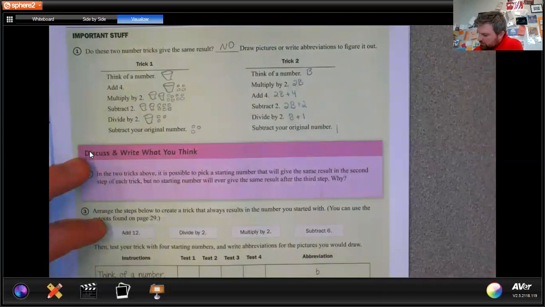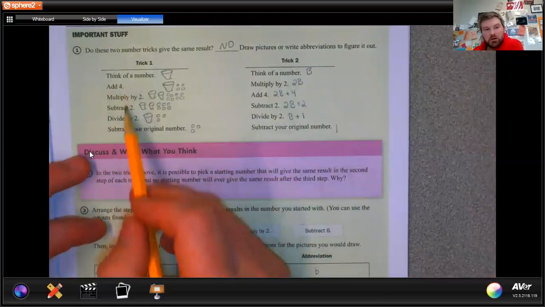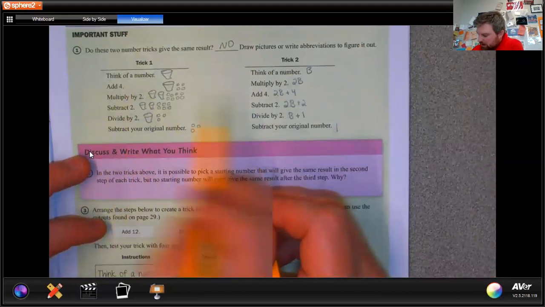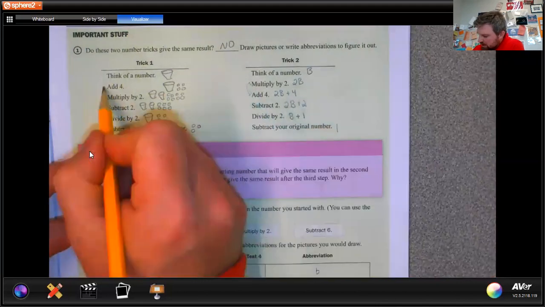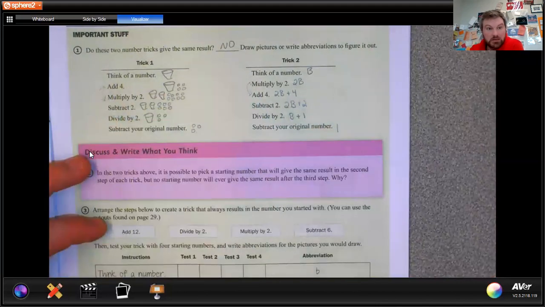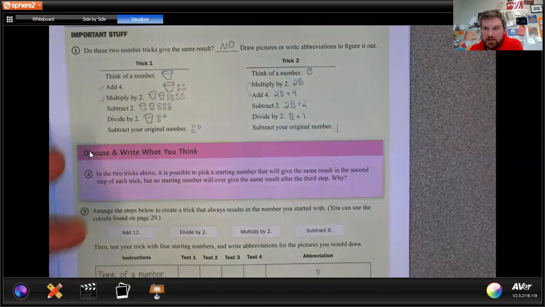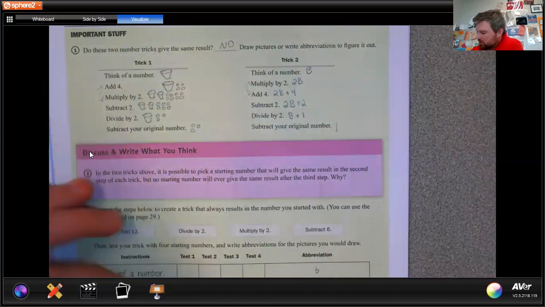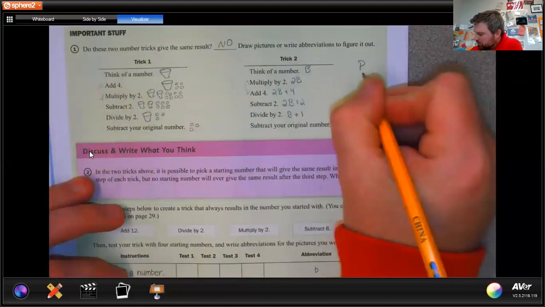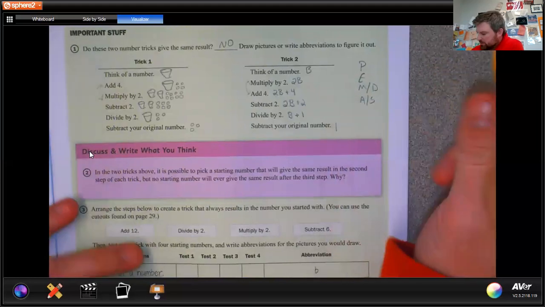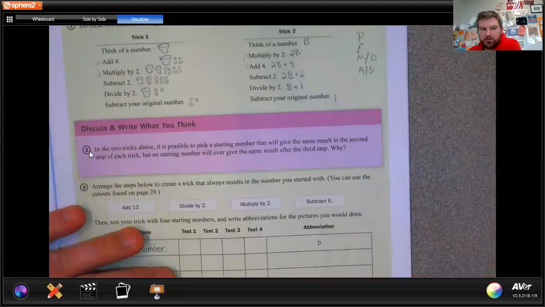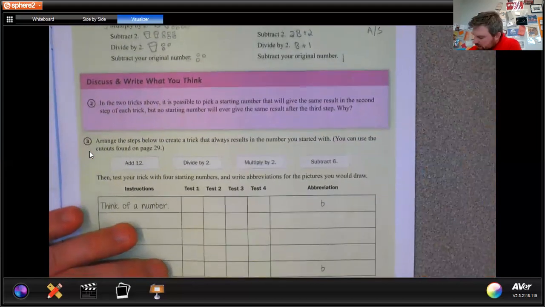Even though they were pretty similar going down, if you just switch the order of one of the steps, things can really mess up. You may not get the same number if you do it out of order. There is a specific order that you need to do math. I think we've talked about this before. There's a specific order that you have to follow. Okay, discuss what you think.